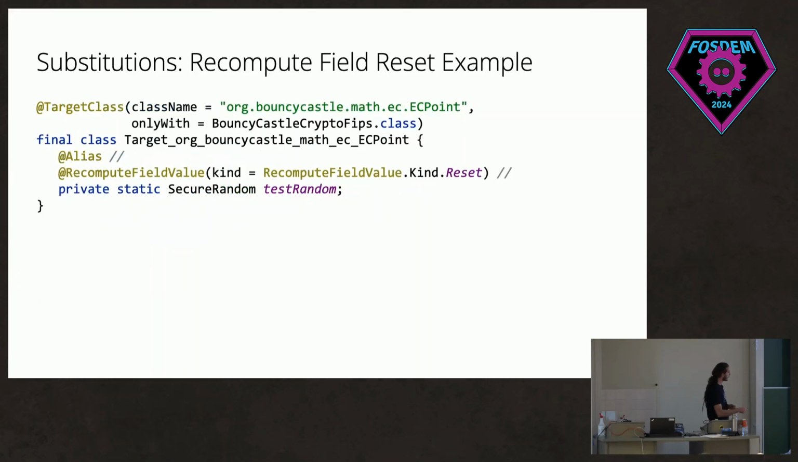And this is how we recompute fields. Here in Bouncy Castle's EC point, we go and reset the test random field, because this is a secure random class, and we don't want it to be pre-seeded and pre-initialized in the native image, so that whenever we restart the application, we get different random numbers.